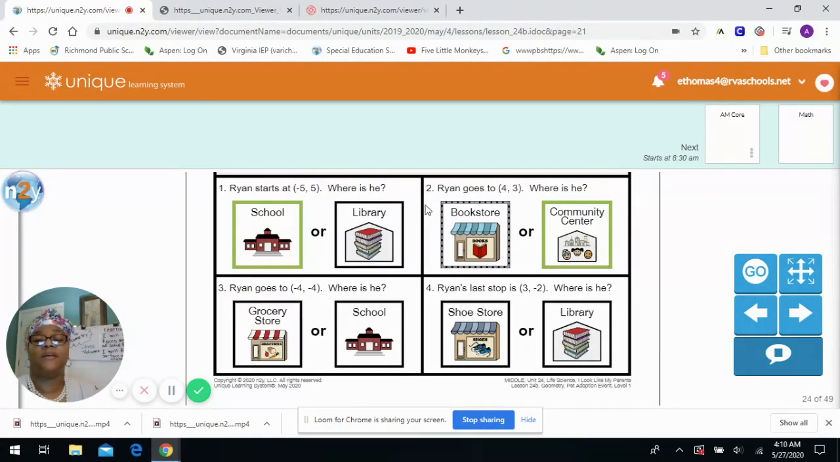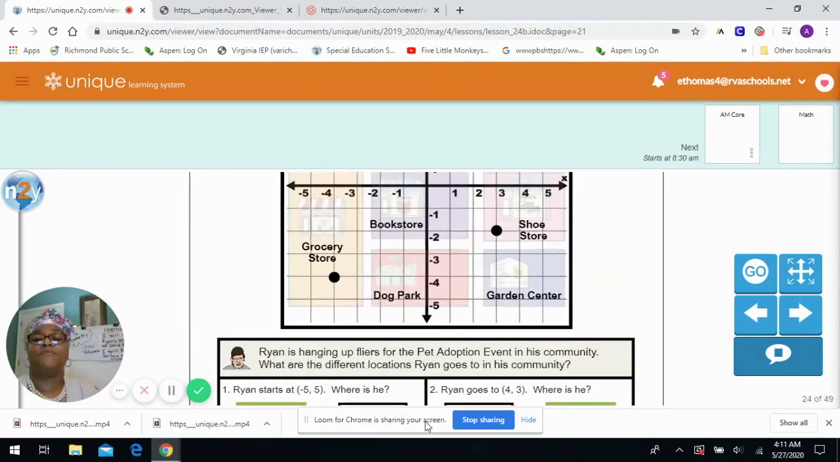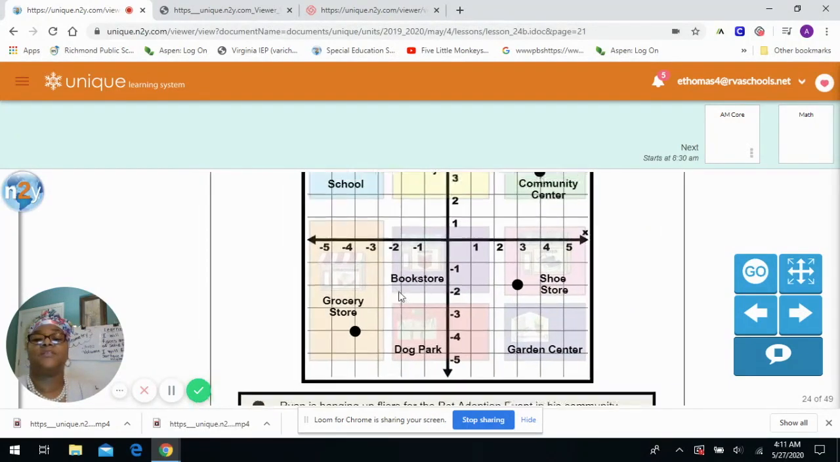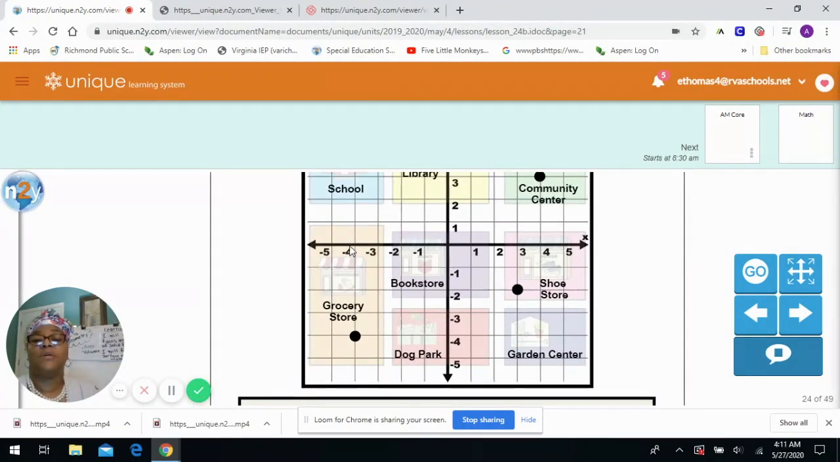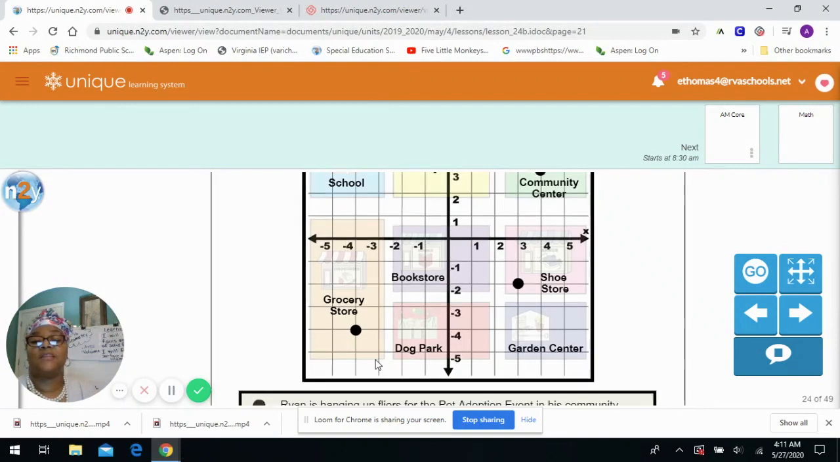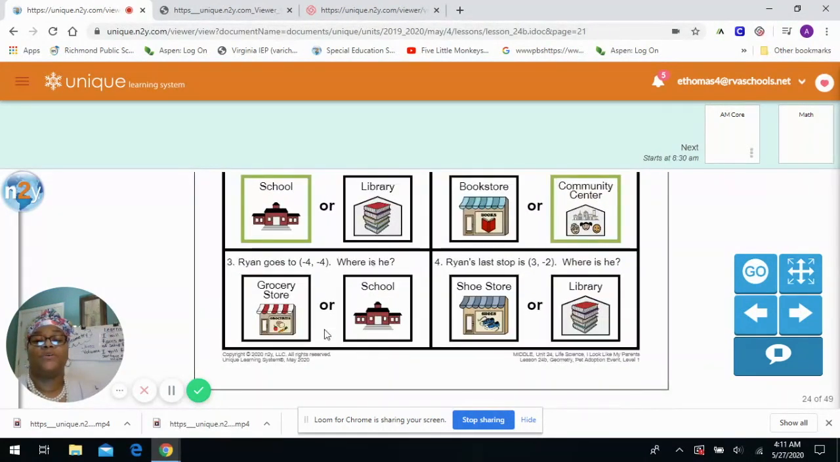So now Ryan goes to -4 and -4. Where is he? So let's go with X first. -4, and then let's go down to -4. So where is he? He's at the grocery store. Okay, so Ryan's last stop is 3 and -2.